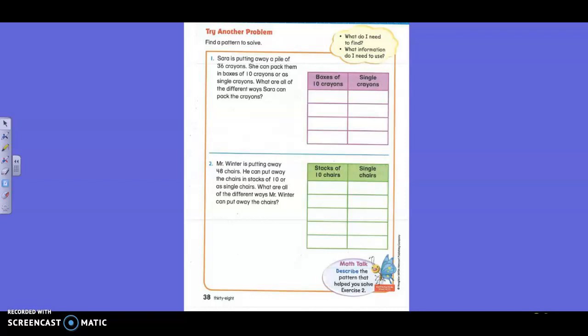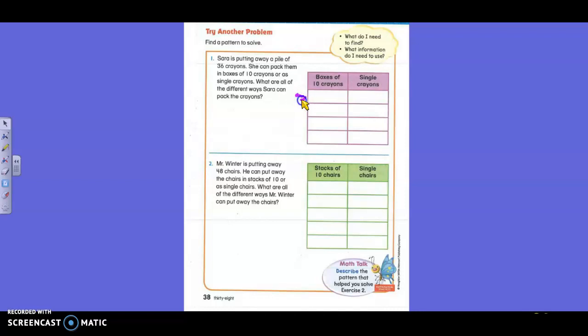Find a pattern to solve. All right, boys and girls, we're going to find these patterns for these, okay? Let's read the story. Sarah is putting away a pile of 36 crayons. She can pack them in boxes of 10 crayons or as single crayons. What are all the different ways Sarah can pack the crayons?